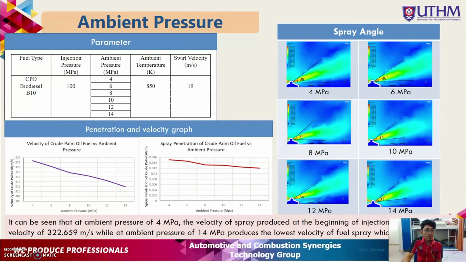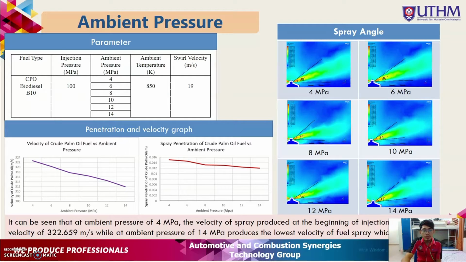The graph shows that as the ambient pressure increases, the velocity of crude palm oil decreases. In the second graph, it can be seen that at an ambient pressure of 4 MPa, the velocity of the spray produced at the beginning of the injection is the highest, at 322.659 m/s, while an ambient pressure of 14 MPa produces the lowest velocity of fuel spray, which is 311.922 m/s.